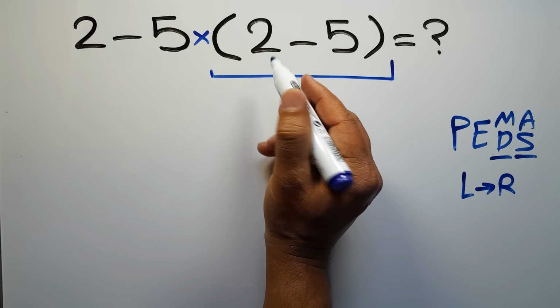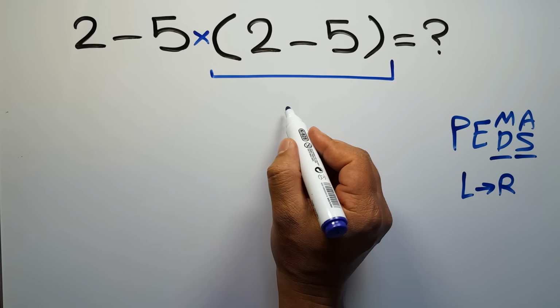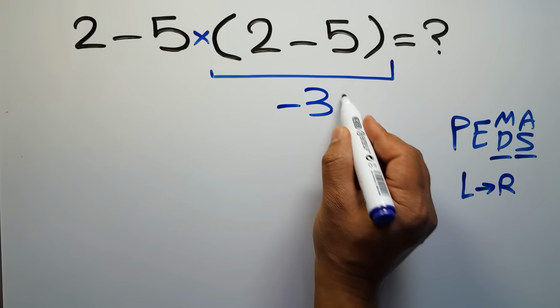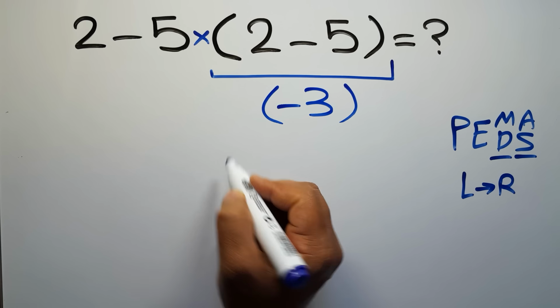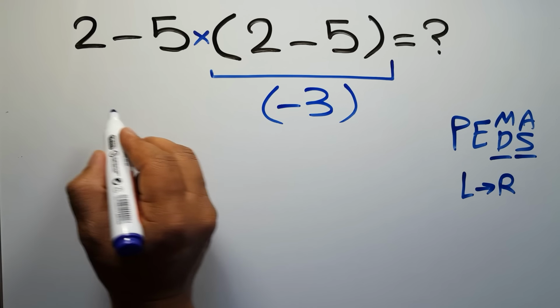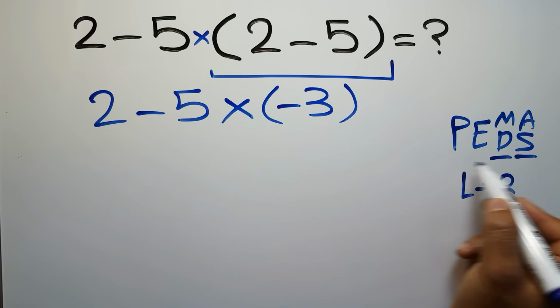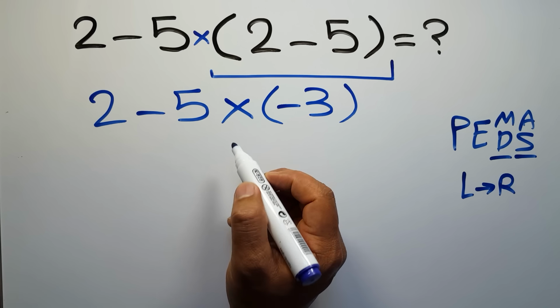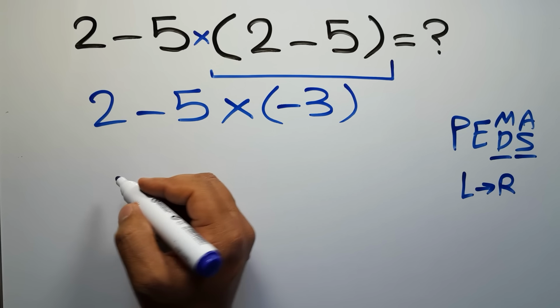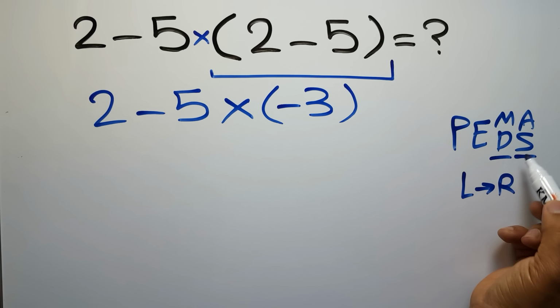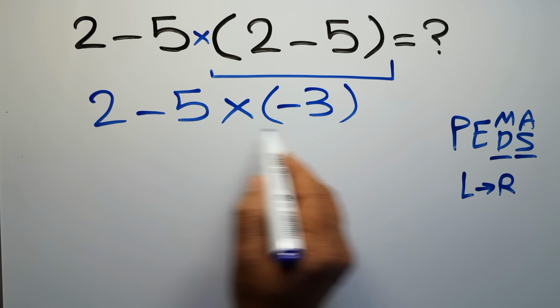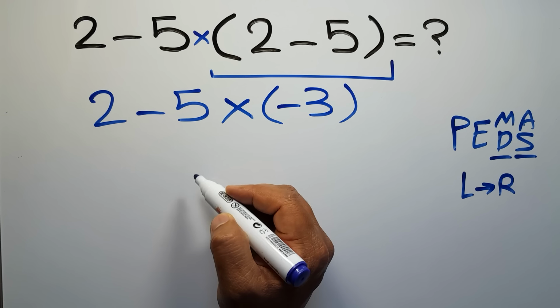Inside this parentheses we have 2 minus 5, which equals negative 3. So we have 2 minus 5 times negative 3. Now we have one subtraction and one multiplication. According to PEMDAS, multiplication has higher priority than subtraction, because multiplication comes before subtraction. So here first we have to do this multiplication.